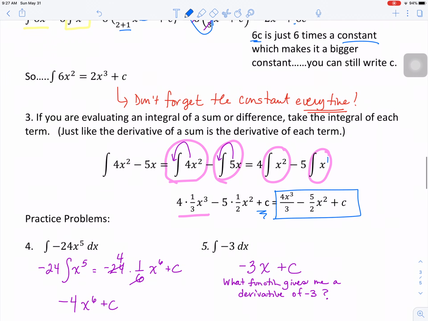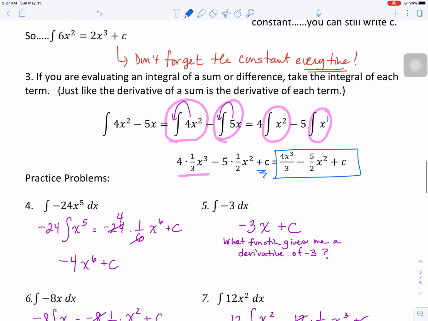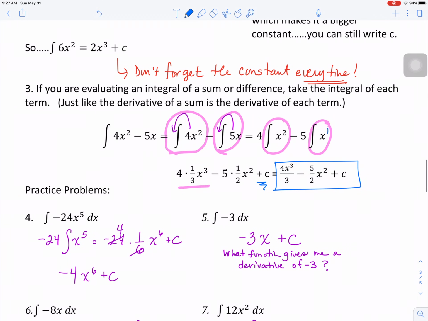Now, there's some practice problems going from number 4 to 11. You can see my answers for some of them here. I will post this answer key.